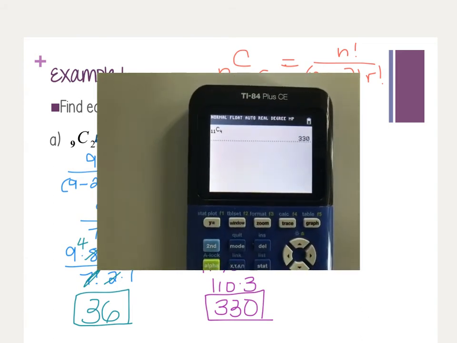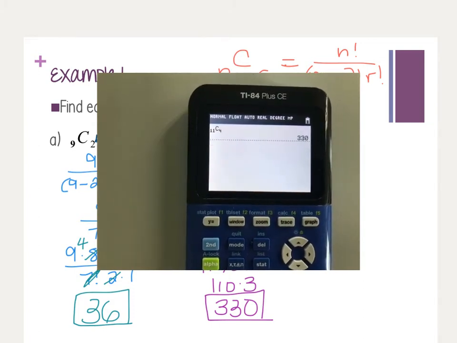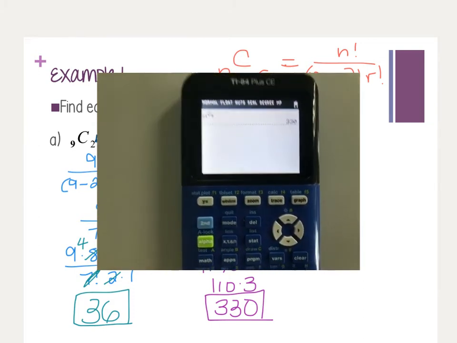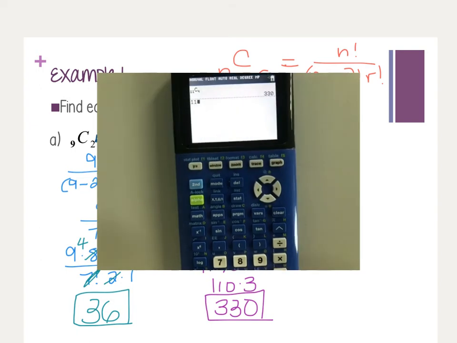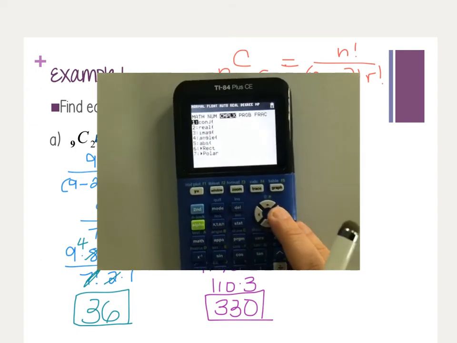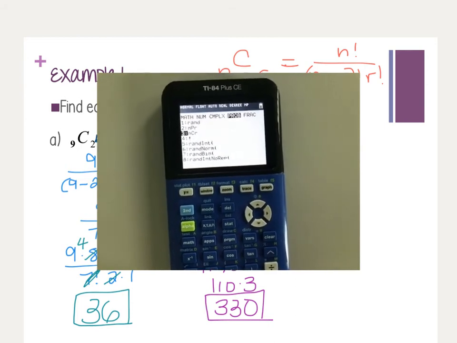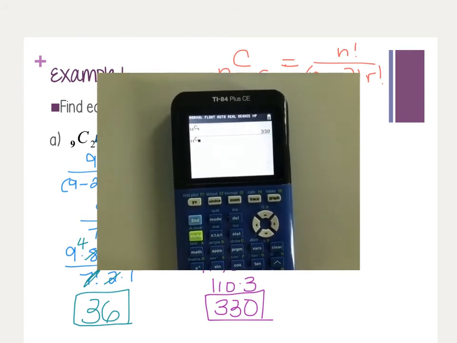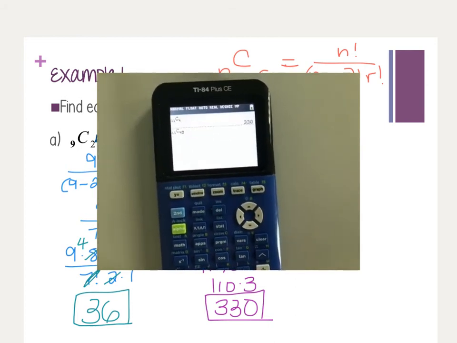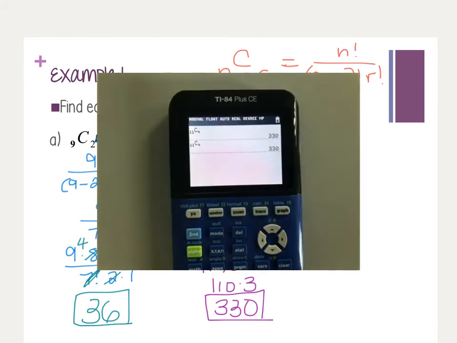For the other model, the one that didn't have the color, you have to first do the 11, then go to your math menu, go over to probability. You still have an NCR. It just doesn't give you the subscripts. And then do the one after it, 4. And then hit enter. It still gives you the 330.